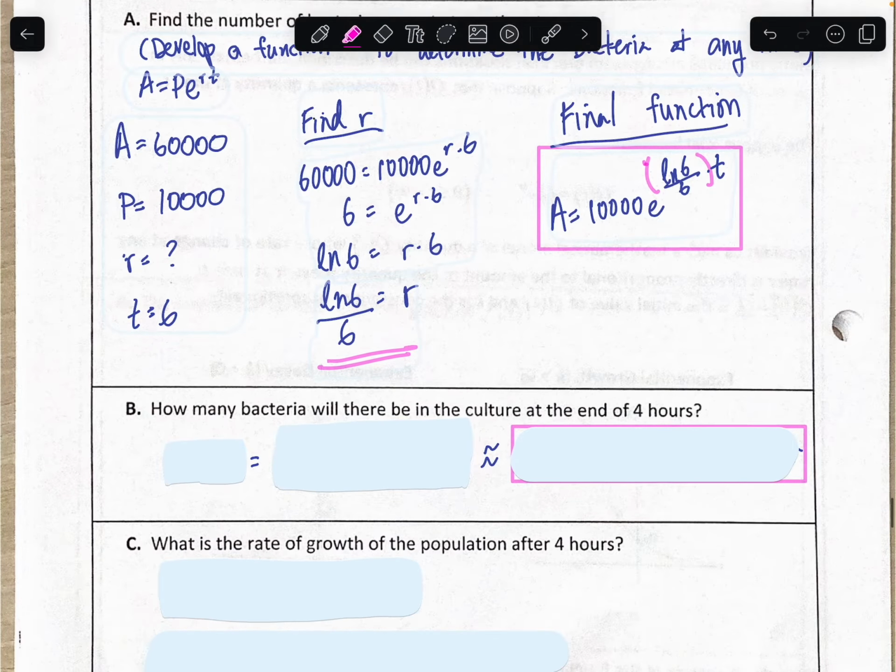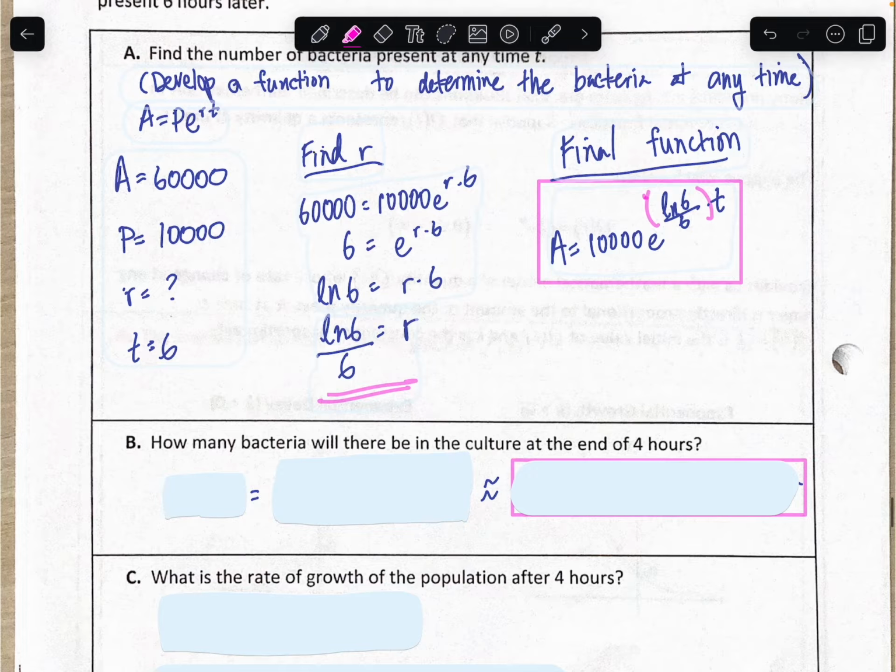So in part B, it's asking us how many bacteria will there be in the culture at the end of 4 hours. So we're going to take our function that we got from part A, and we're going to plug in a new t value. We're going to plug in t equals 4.